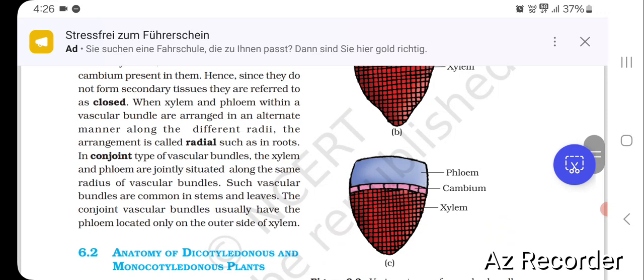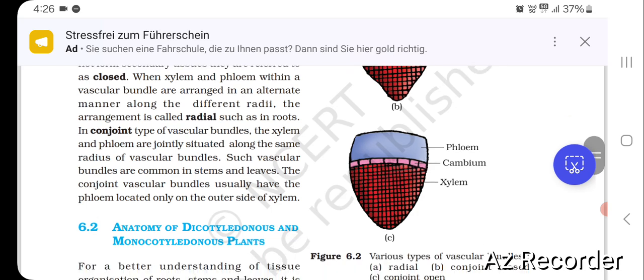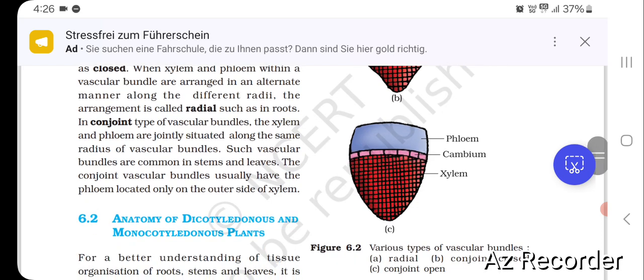When xylem and phloem within a vascular bundle are arranged in an alternate manner along the different radii, the arrangement is called radial, such as in roots. In conjoined type of vascular bundles, the xylem and phloem are jointly situated along the same radius of vascular bundles. Such vascular bundles are common in stems and leaves. The conjoined vascular bundles usually have the phloem located only on the outer side of xylem.